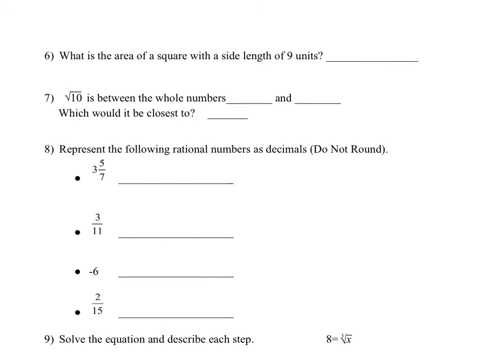Next question. What is the area of a square? I think your keyword here that you need to recognize is square with a side length of 9 units. Essentially, it is asking you to take 9 and square it. That is 81 units.